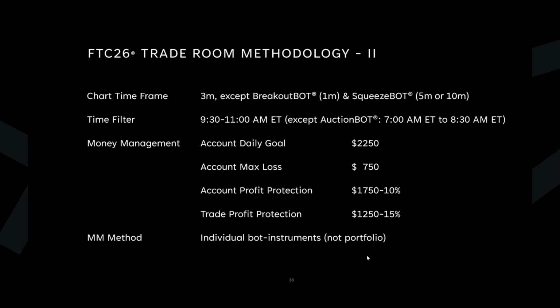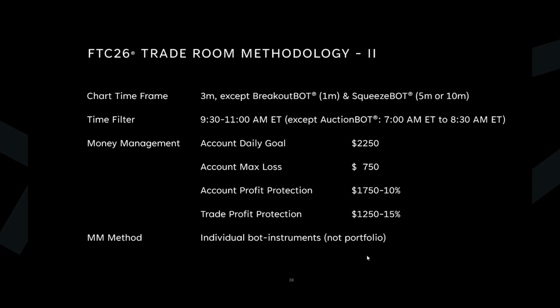We use 3 minutes as a chart time frame. A good bot will probably do well with 3 minutes or 5 minutes or 4 minutes or maybe 6 minutes, but we found 3 is the best, and some people use 1 minute. Breakout bot is an exception. We normally use 1 minute. The squeeze bot, we use 5 minutes or 10 minutes because it normally is more powerful if it's based on a longer time period. The time filter I mentioned before, sometimes we do 9:30 to 11:30 when we're doing back testing, but those are 2 of the most important hours of the trading day, Eastern time.